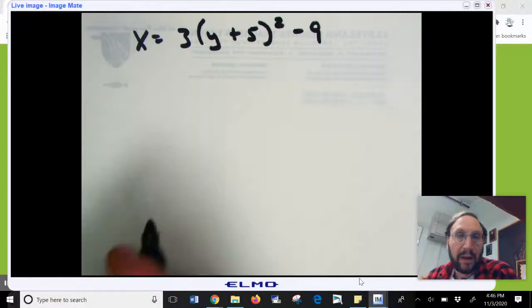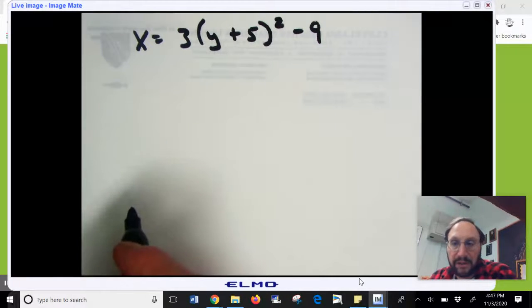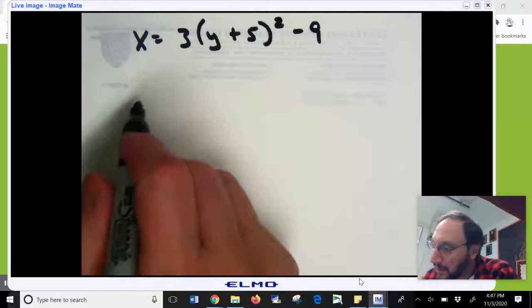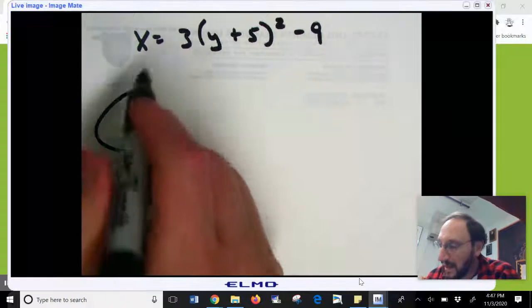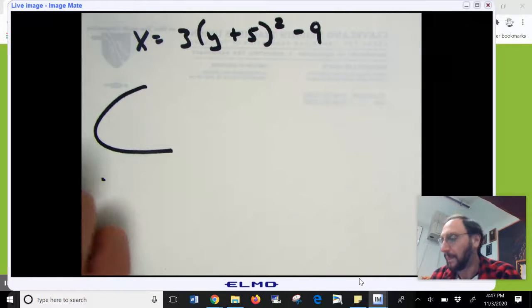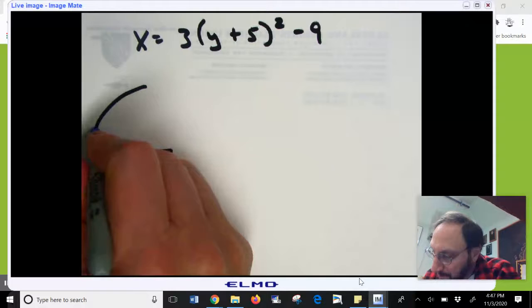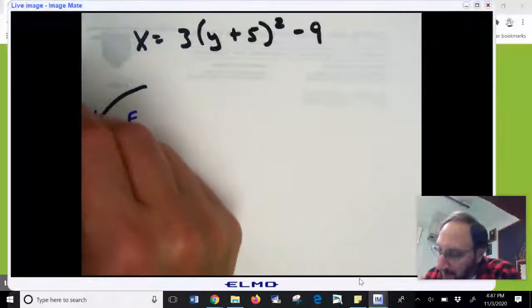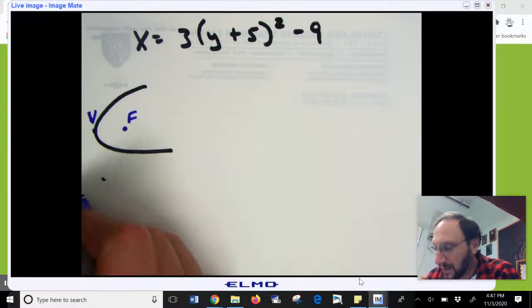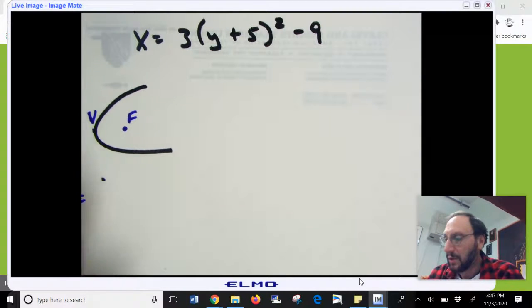And the last one asks, if you're given an equation, can you find all the p-values, the vertex, the directrix, and the focus? So the first thing I would notice is that this is a parabola that goes to the right because it's x equals and it's positive. So the vertex is going to be here. The focus is going to be to the right of it, and the directrix is going to be an x equals line to the left of it. So all that information is something I can just glean from looking at the equation itself.